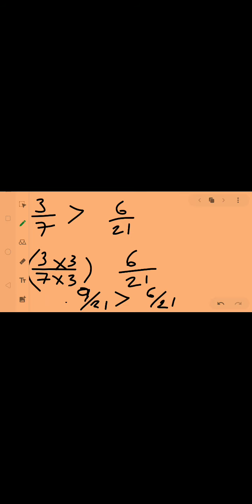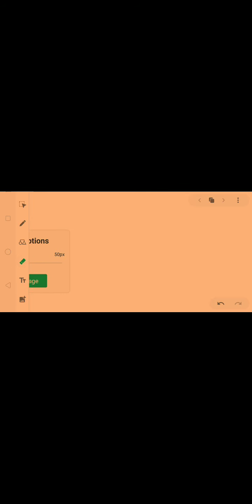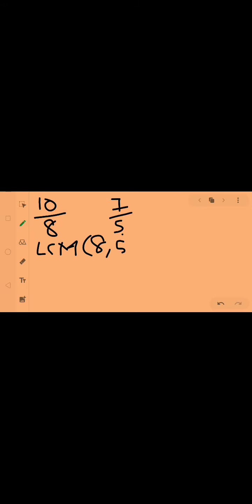Let's have one last example. Which is greater, 10 by 8 and 7 by 5? First of all we take the LCM of denominators. So the denominators are 8 and 5. Let's get started. 8 and 5.